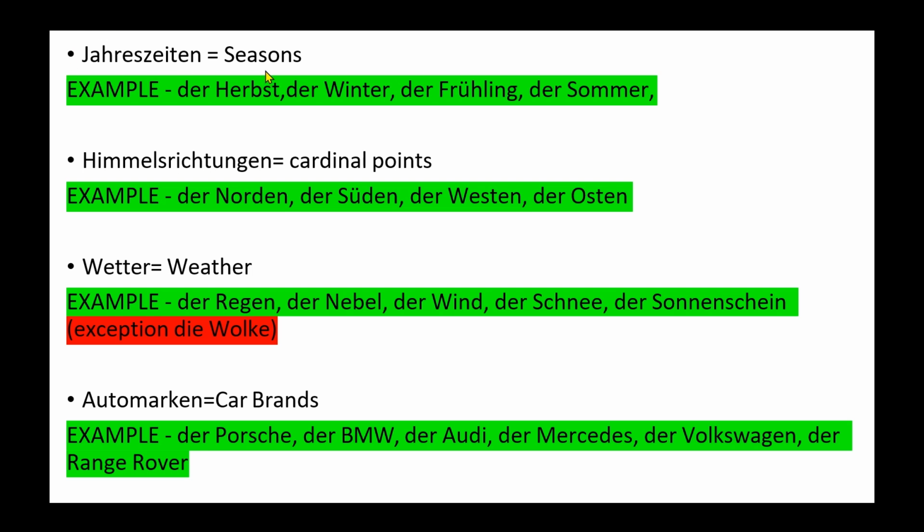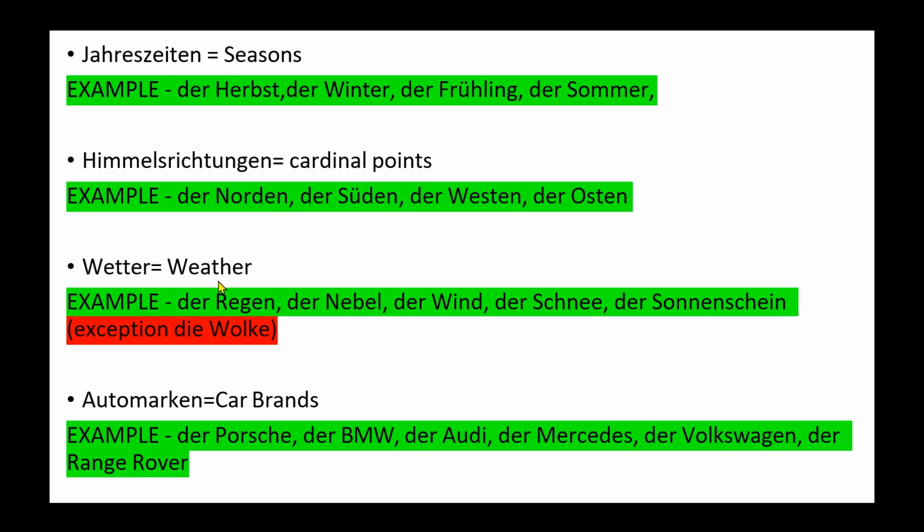Jahreszeiten means seasons. Example, der Herbst, der Winter, der Frühling, der Sommer. The seasons are also with the der article, the masculine article. Himmelsrichtungen, which means cardinal points: north, south, west, east. Like you can see, in German it is called der Norden, der Süden, der Westen, der Osten.